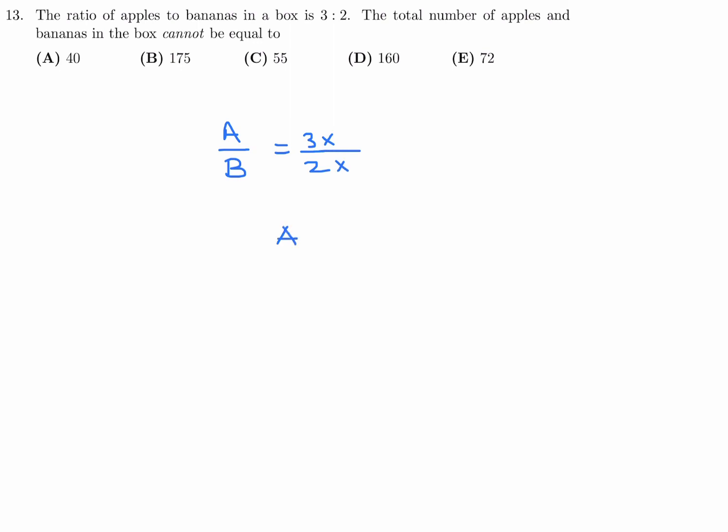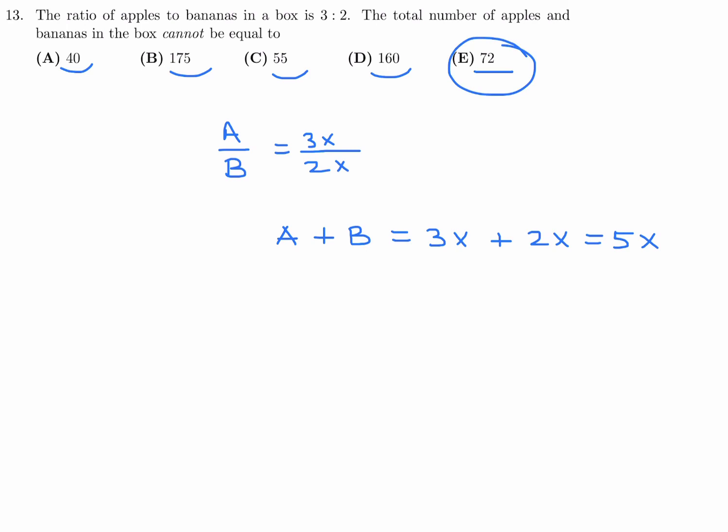So the number of apples plus the number of bananas would be 3x plus 2x, since A is represented by 3x and B is represented by 2x. And adding that, you get 5x. So obviously, A plus B is some multiple of 5. Well, all of these are multiples of 5 except this one. So it cannot be equal to that. Number 13, the answer is E.